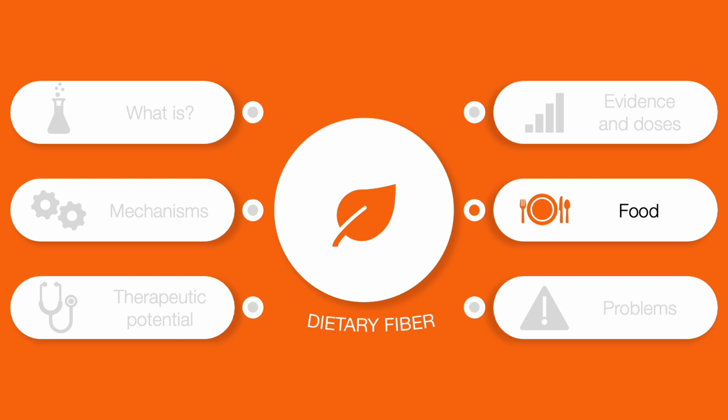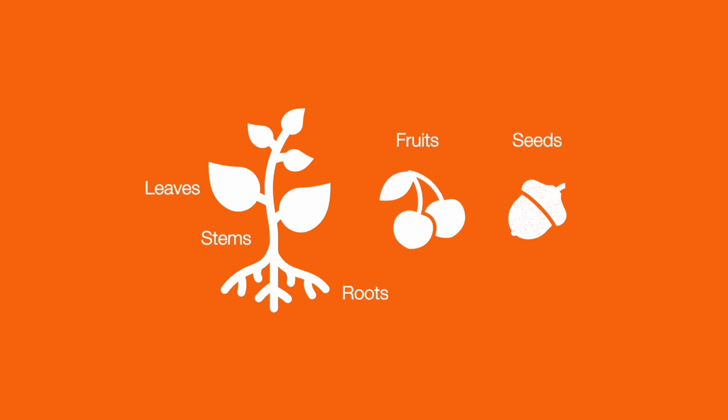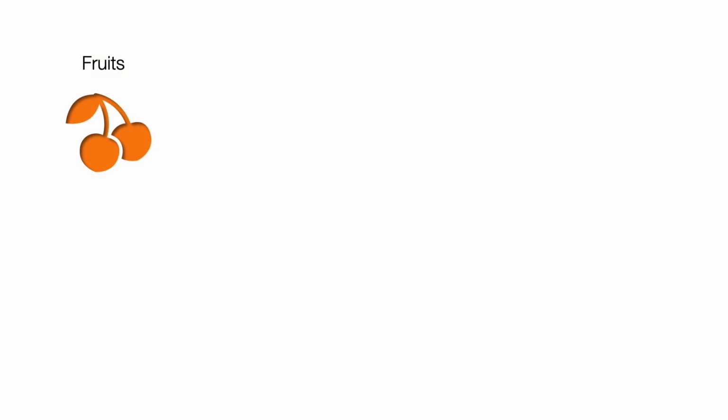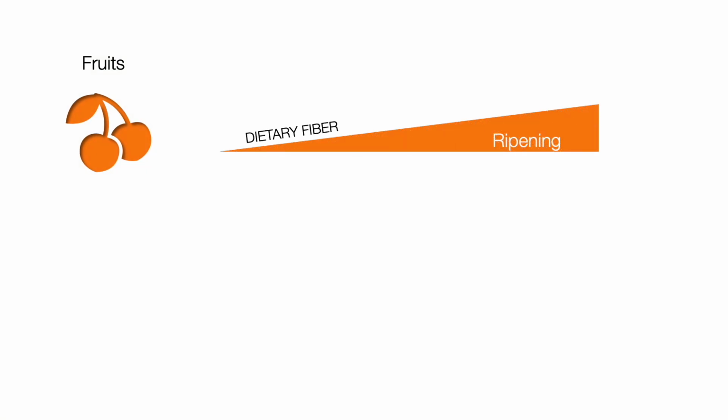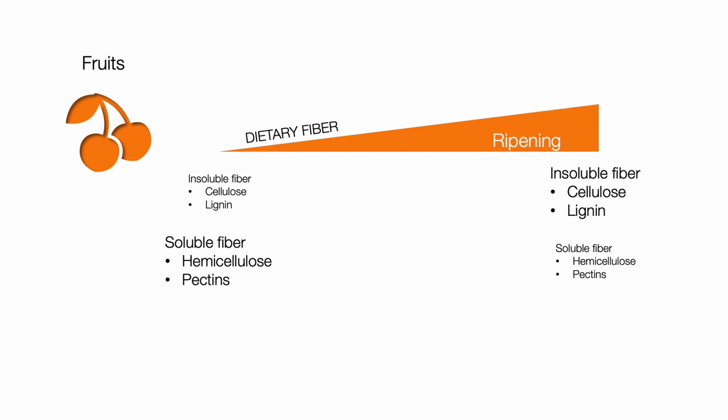And what are the main sources of dietary fiber? There is fiber in all parts of plants, in leaves, stems, roots, fruits, and seeds. In fruits, the type of fiber varies according to the ripening stage. In unripe fruit, the most abundant fiber is soluble fiber such as hemicelluloses and pectins, while in ripe fruit, the most abundant fiber is insoluble fiber such as celluloses and lignin.